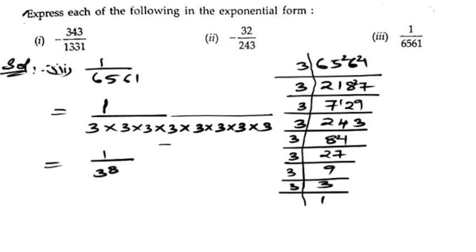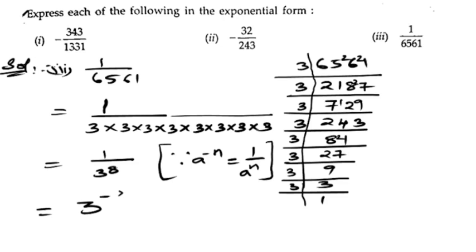So here we have learned one property, or you can say rule. The rule is, if we are having anything in the denominator, if it comes in the numerator, the power will become negative. Like a to the power of minus n is nothing but 1 by a to the power of n. So 1 by a to the power of n can be written as a to the power of minus n. So here it will become 3 to the power of minus 8.